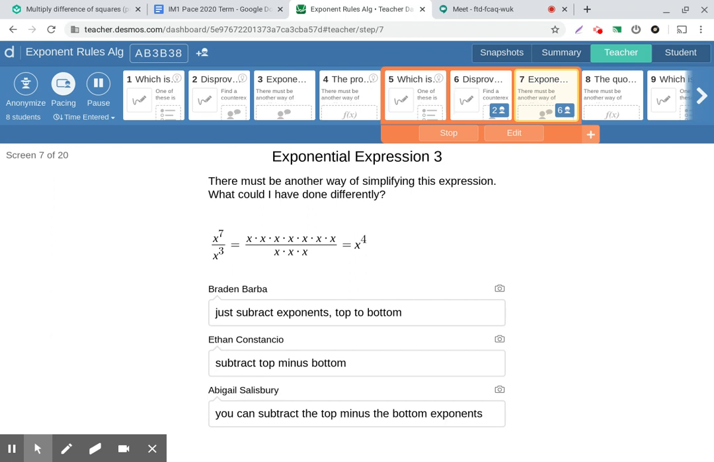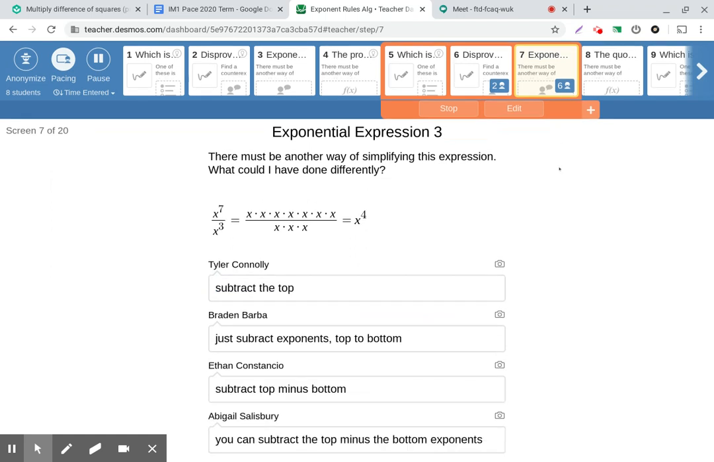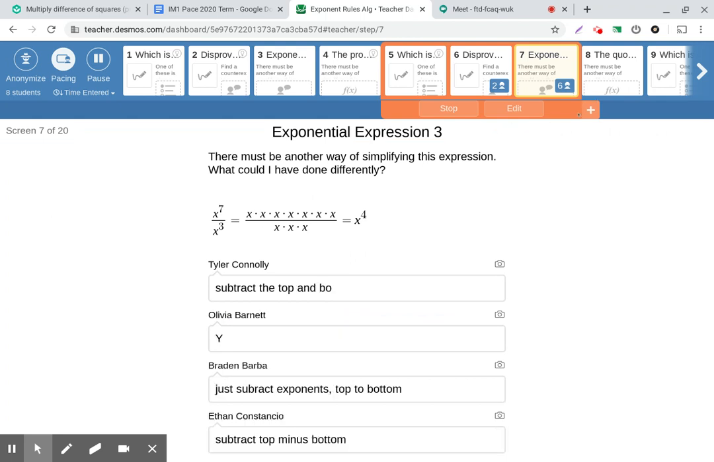Subtract the top minus the bottom exponents. Good. Now keep in mind, always, they have to have the same base. Same base. Let me know when you guys are ready to go to 8. I'm ready. All right, go for it.